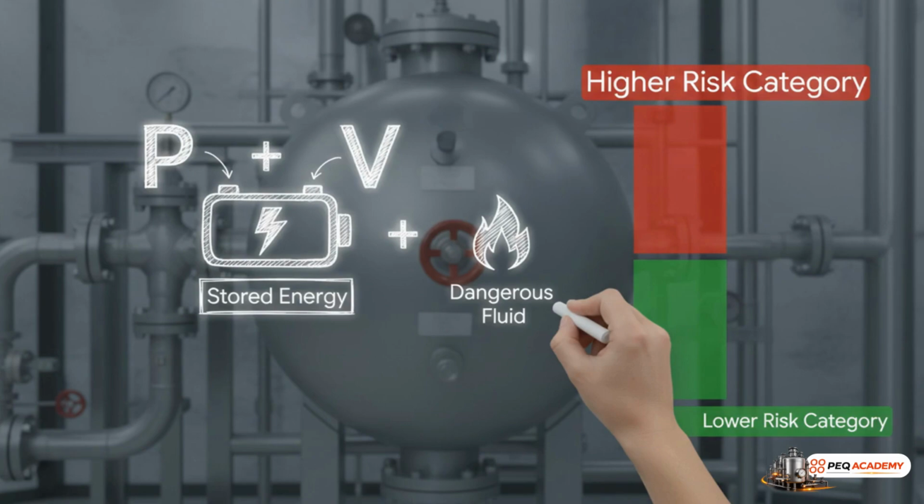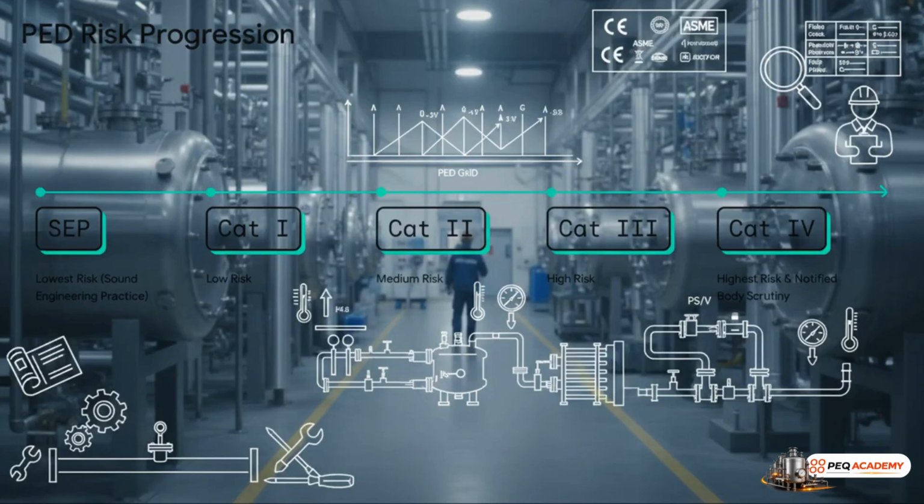Now, what happens when you combine all that high energy with a dangerous Group 1 fluid? Bam! You are in a much, much higher risk category. It really is that straightforward. This shows you the whole ladder of risk perfectly.